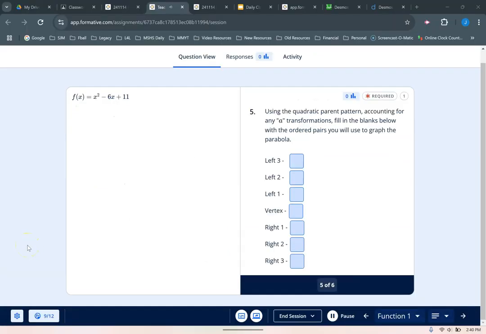Let me talk you through this one real quick so you understand what we're doing here. Because you can see that over here we have left 3, left 2, left 1, vertex, right 1, right 2, right 3, right? And so what I mean by that is you're going to give me, for answers all the way along here, the correct ordered pairs from the vertex following the parent pattern: 1, 1, 2, 4, 3, 9, negative 1, 1, negative 2, 4, negative 3, 9. Okay, so I'll give you a visual as to what I'm talking about.